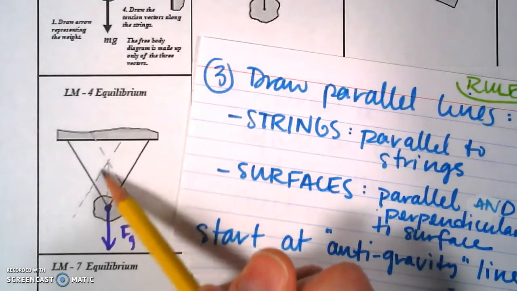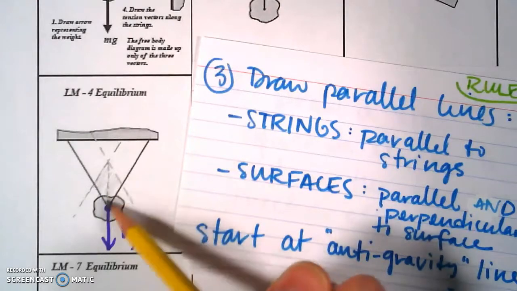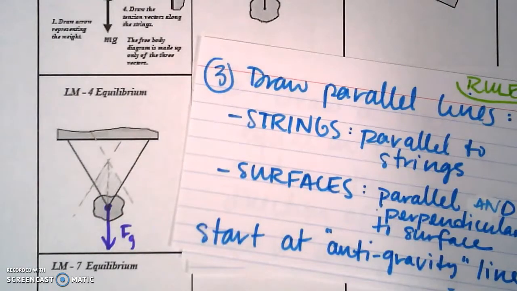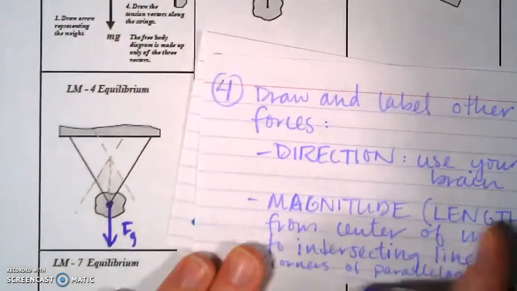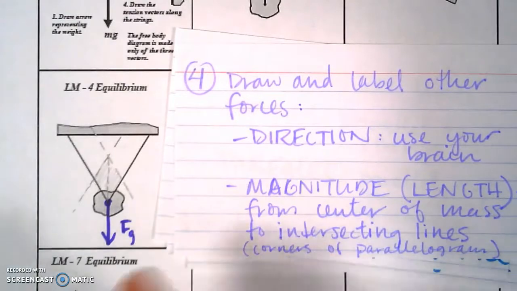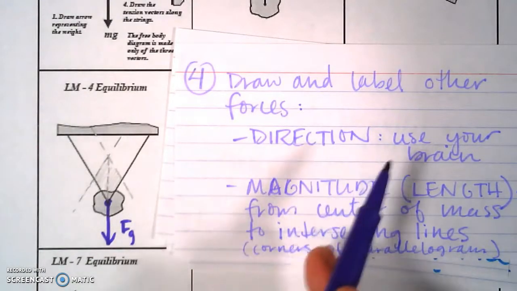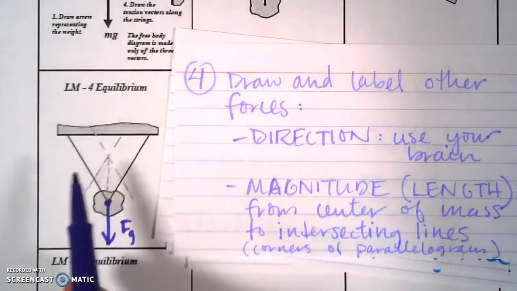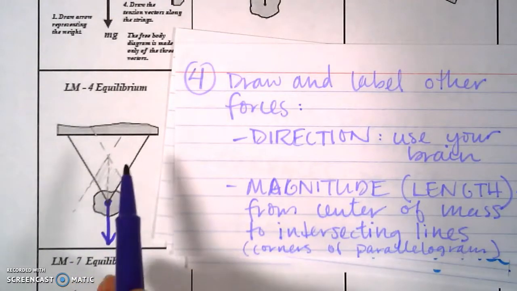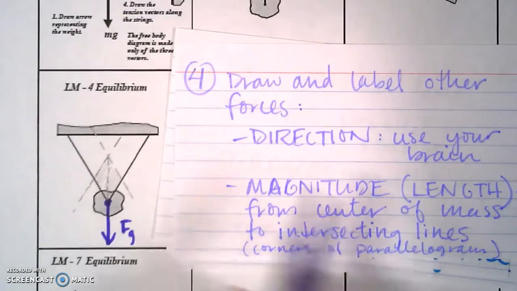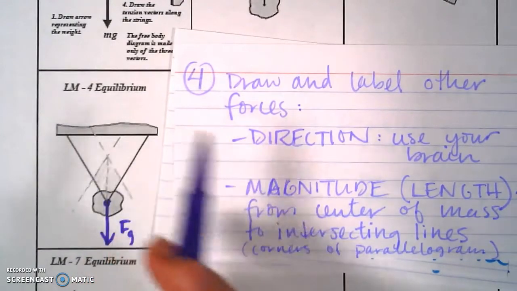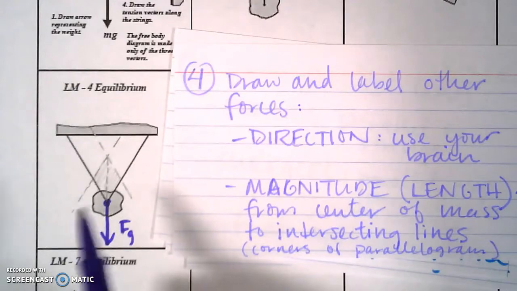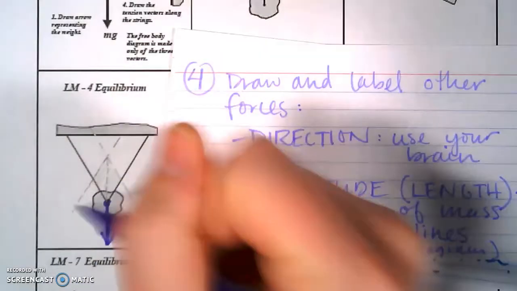I've got these sides. If I were to shade in this area right here, I've made a parallelogram, a quadrilateral with two opposite sides that are parallel to each other. So now I'm going to draw and label the other forces. They're going to go in the directions that make sense. I have to use my brain, and then the length of them is going to be given to me by the intersection of these dashed lines I drew. In other words, I'm going to draw my other force lines to the corners of my parallelogram.